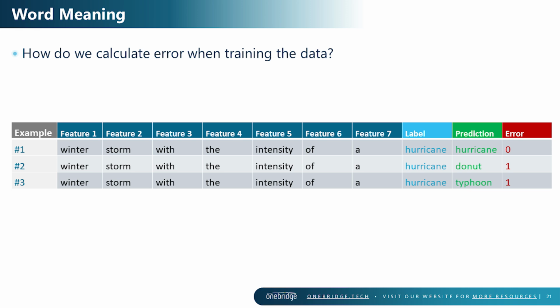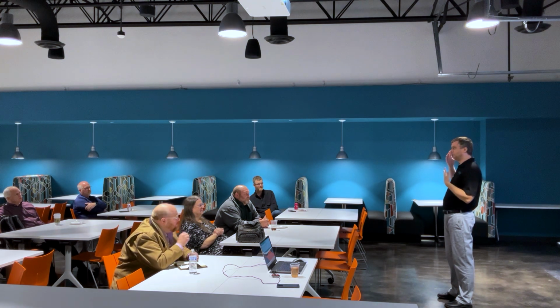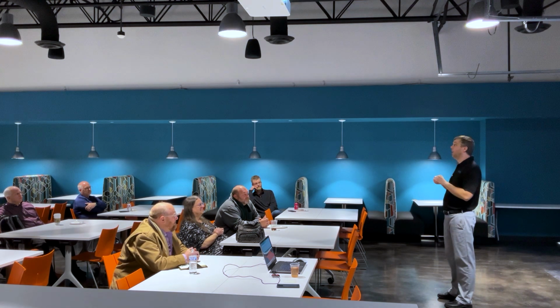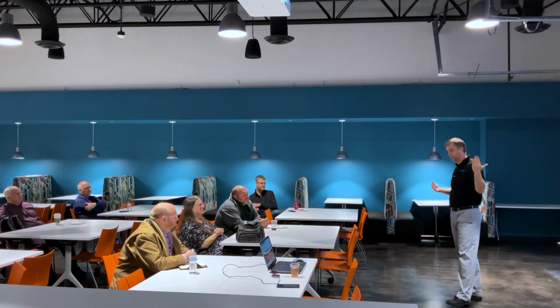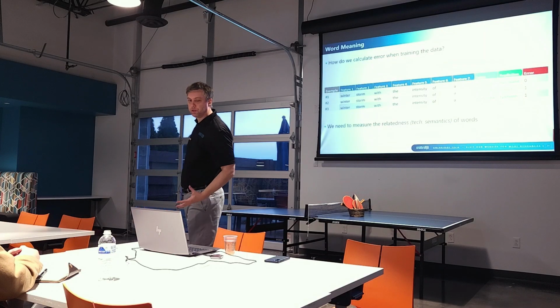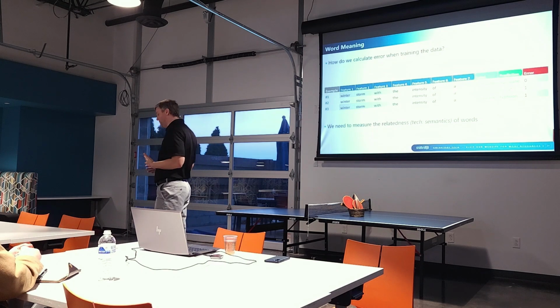It guesses typhoon. Now hurricane and typhoon are basically the same thing. I think hurricane's Atlantic, typhoon's Pacific, or something like that. So semantically they are very close, but in our naive model, it still counts it with the same error as it would something ridiculous like donut. So what we need to do is measure how related words are, the meanings of words.